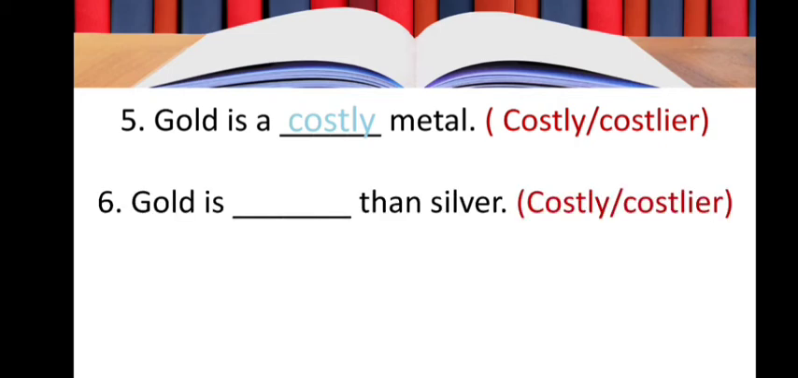The next one is gold is dash than silver and the options are costly or costlier. Here you can see we are comparing two metals, gold and silver, so we will use which degree of adjective? Yes, the comparative degree, and the answer is gold is costlier than silver.